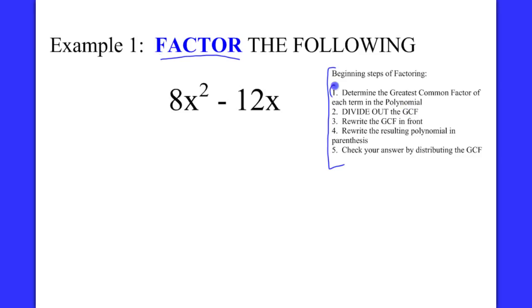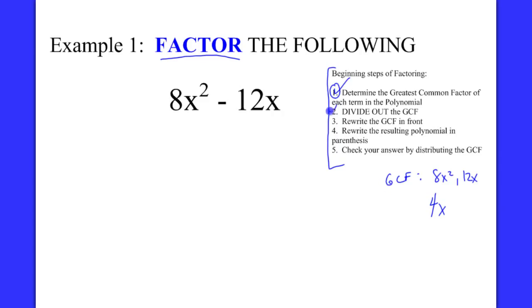The first thing it says to do is determine the greatest common factor of each term. So off to the side, let's write GCF and identify what the greatest common factor is. The terms are 8x squared and 12x. The GCF of 8x squared and 12x: 4 is the biggest number that goes into both of them, and we have x and x squared. Remember that trick, you just take the smallest variable. So it's 4x. That's step 1.